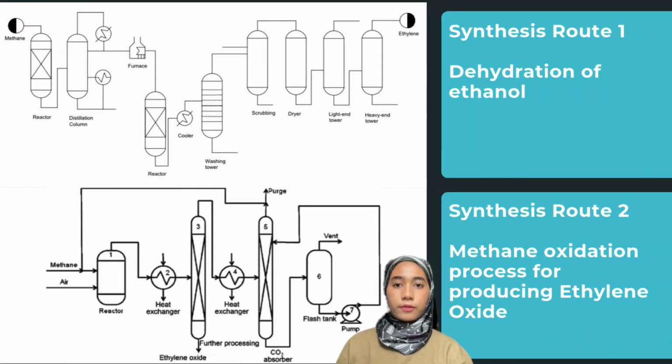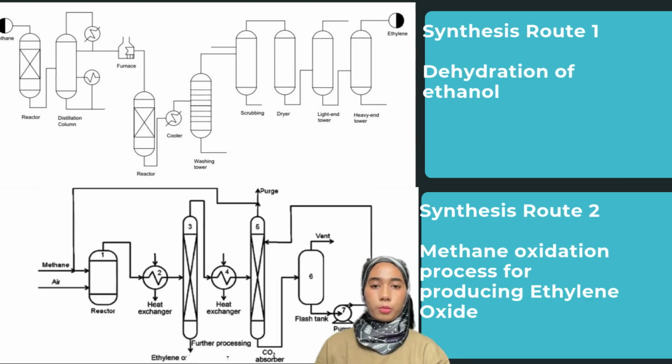So next, we have three proposed synthesis routes. First is the dehydration of ethanol. Based on this synthesis route, it will produce a high percentage of byproduct, resulting in low percentage yield. The second one is the methane oxidation process for producing ethylene oxide. For this synthesis route, it needs further processing to produce ethylene, so it might need more high-cost unit process operations.